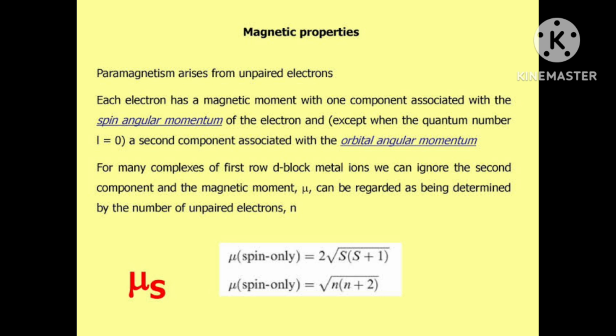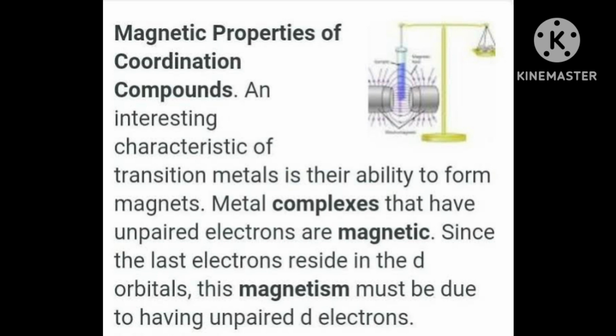All are paired. But in all paramagnetic, I have told you, all have unpaired electrons. This apparent anomaly is explained by valence bond theory in terms of formation of inner orbital and outer orbital coordination entities.